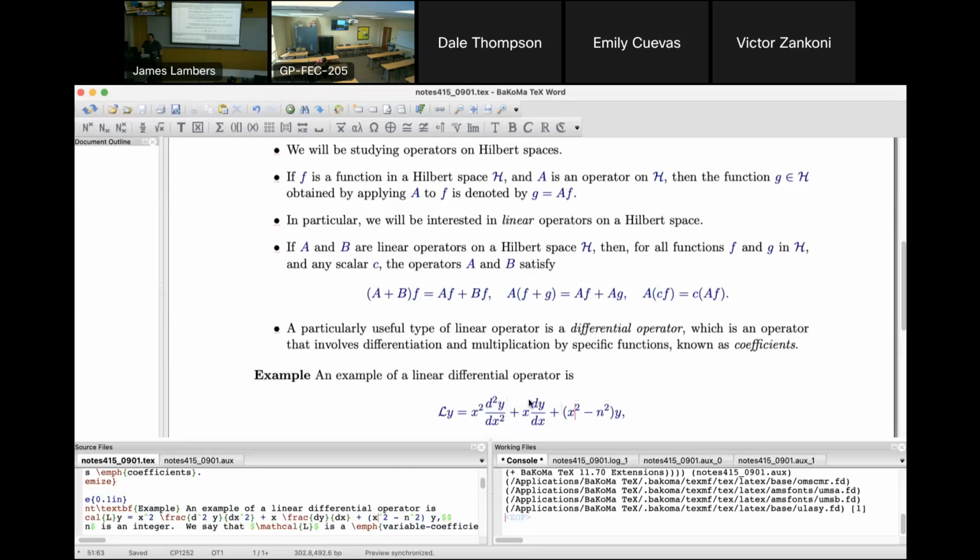Also, you can't do something like dy/dx, the whole thing squared. That would not be a linear differential operator, that would be nonlinear. I can't do something like the derivative of y squared, that would also be nonlinear. So all you're doing is taking derivatives of just plain old y, then multiplying by functions, and then adding them up. That's all that's allowed.